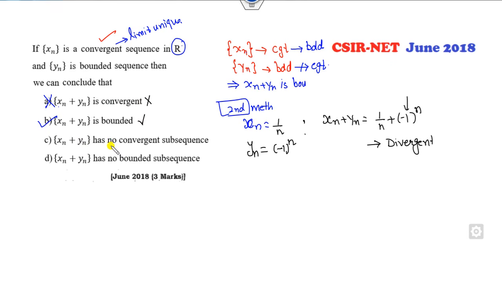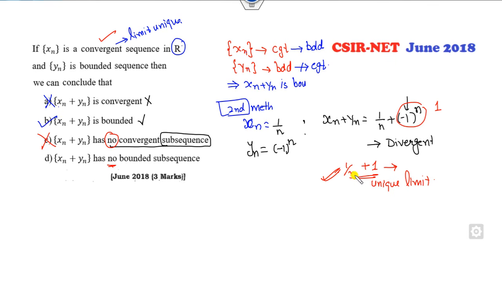Xn plus yn has no convergent subsequence. So this is my xn plus yn. If I consider this, what is the subsequence of this? The subsequence of this is 1. So clearly this has a unique limit. Once it has a unique limit, it means it has a convergent subsequence, but he said no, so this option is cancelled. No bounded subsequence. This is a bounded subsequence. If I consider this as a subsequence, it is bounded by 2 and 1. So this option is again cancelled. He said no. The right answer is B, the correct option for this example.